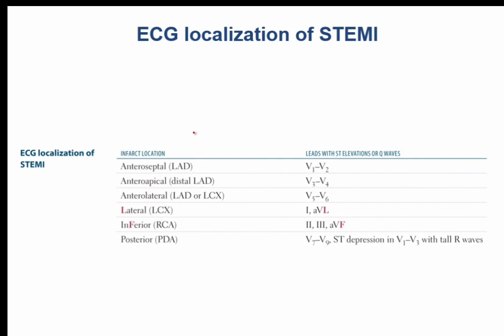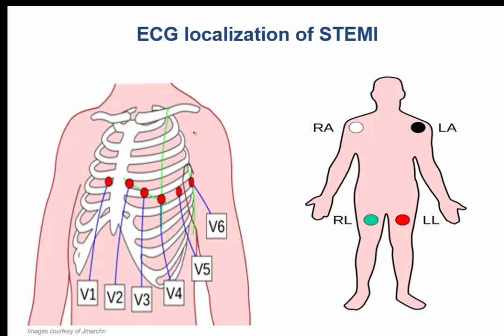First off, we need to know how the leads are arranged on the patient. Here are a few great images to represent lead placement. On this first image here, you can see our precordial leads, and these are leads V1 through V6. And on our second image here, you can see a few of our limb leads. If you remember back to Einthoven's triangle, this includes leads 1, 2, and 3, as well as AVR, AVL, and AVF.